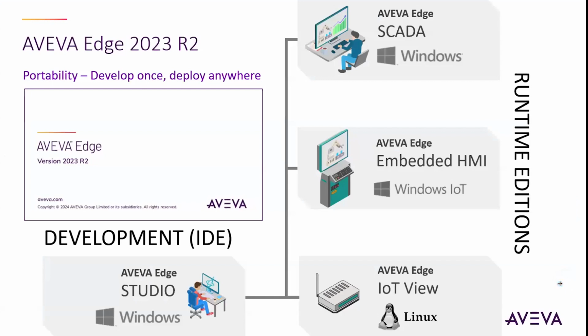If we take a look first at this idea of portability, in the development environment, which we call Edge Studio, this is where you're actually designing your application and building out your project. Then you have the ability to deploy those applications to various runtime editions, whether that be an advanced SCADA application on Windows runtime, embedded HMI, or even on a Linux device as well. The great thing about this is you can develop that project once, and then deploy it wherever you would need it to be running.